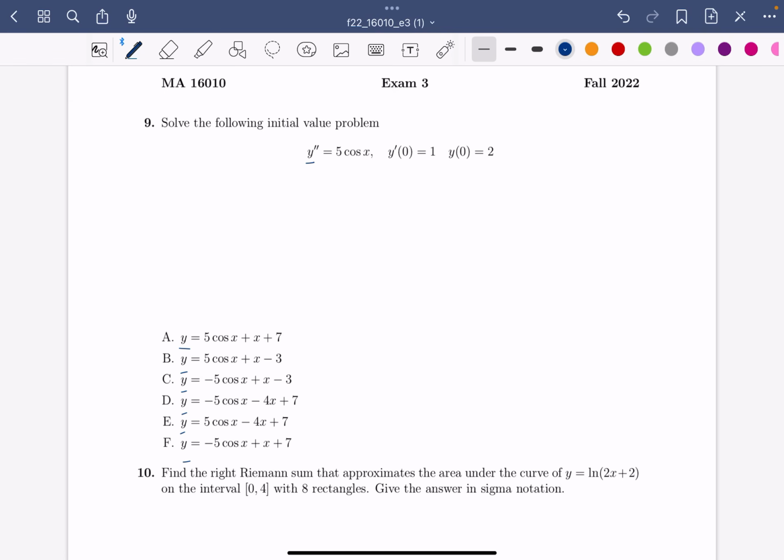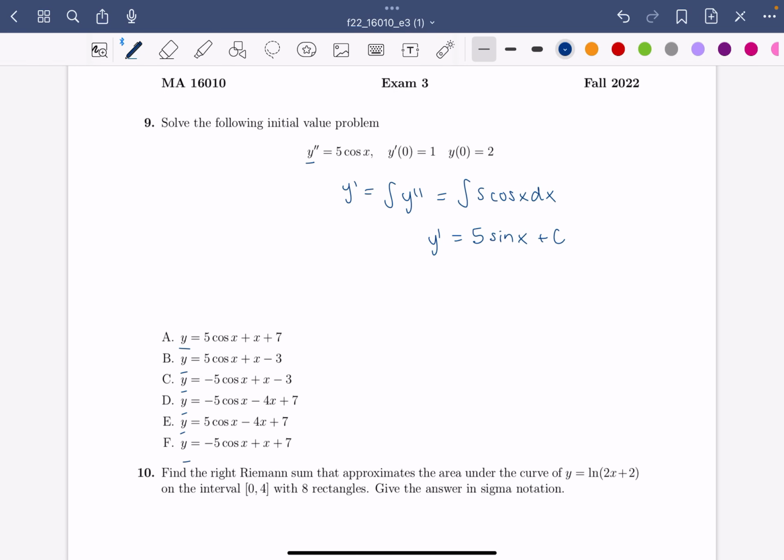So how do we find what y equals? Well, we just have to integrate twice. So let's go ahead and do that. y prime equals the integral of y double prime, which equals the integral of 5 cosine x dx. So if we take the integral, we get 5 sine x plus c. Don't forget that integration constant, it's super important.